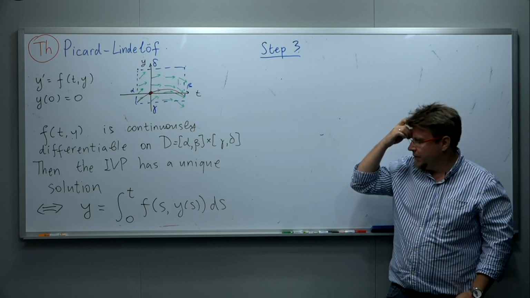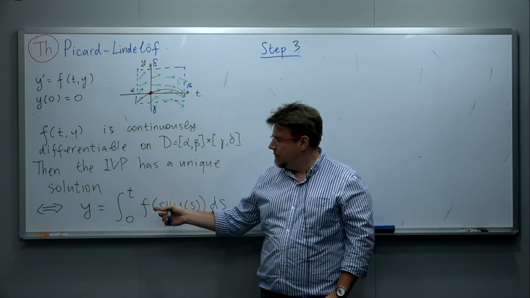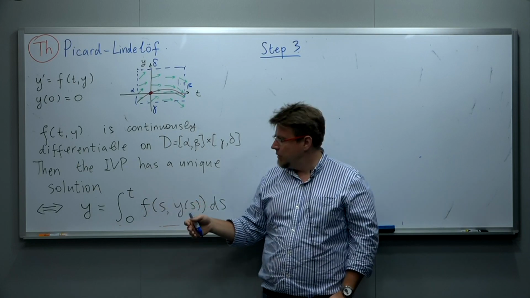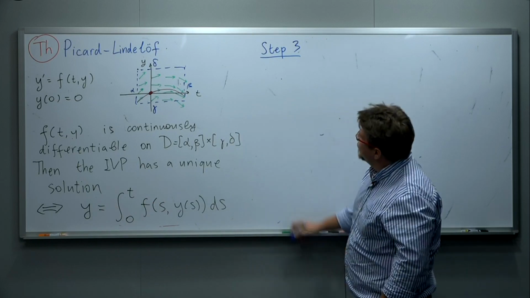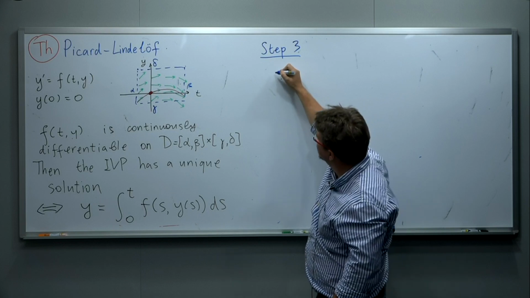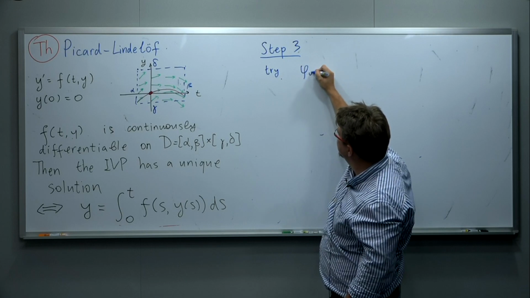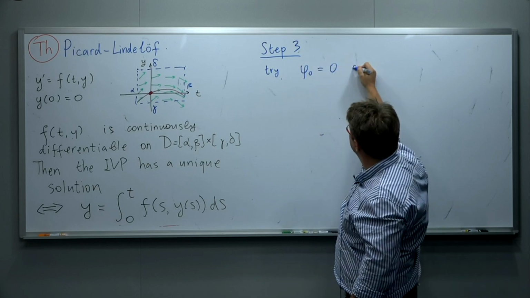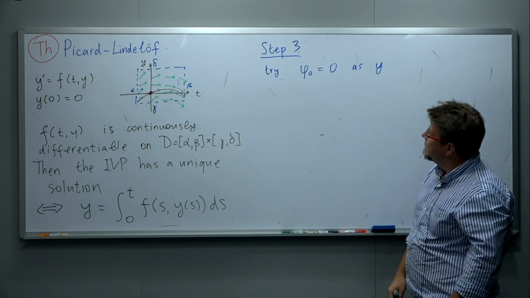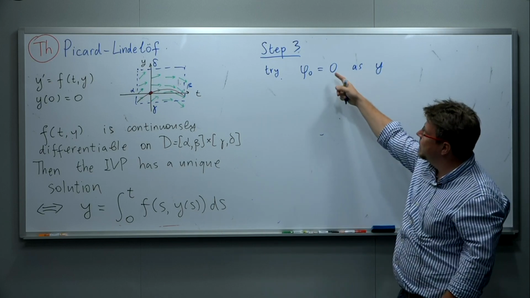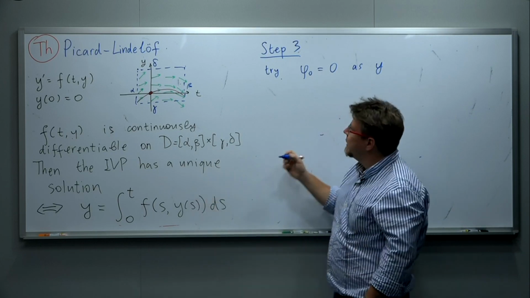Now the idea is that we don't know what y is, right? So we're going to try different values, different functions as candidates for y. So we are going to first try the function phi 0, which is just 0, as y. So what do I mean by this? We're going to substitute this instead of y into the right hand side and see what we get.